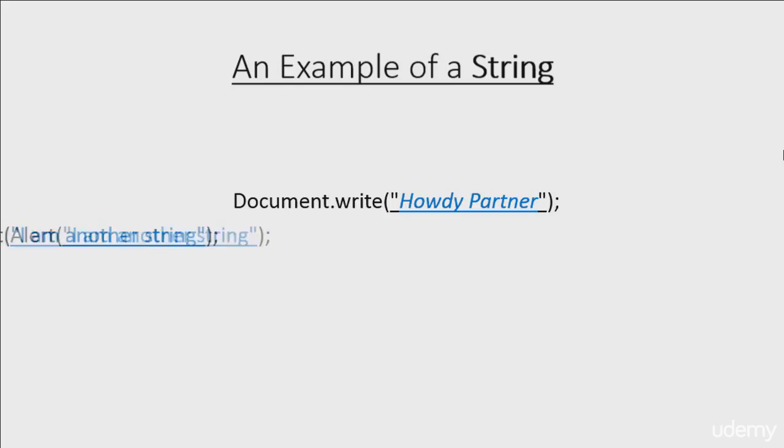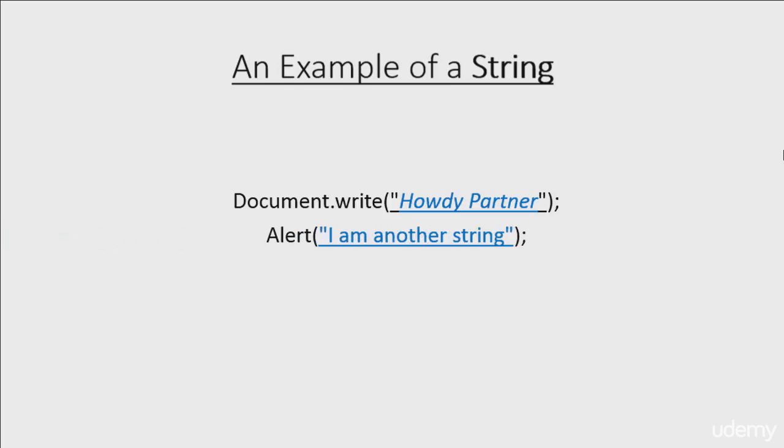Here is an example of a string being used in a command. The string in this example is that part of the text that is in the quotations, like I have highlighted here. Here are some more examples of strings commonly used in JavaScript. Strings can either be single quoted or double quoted.